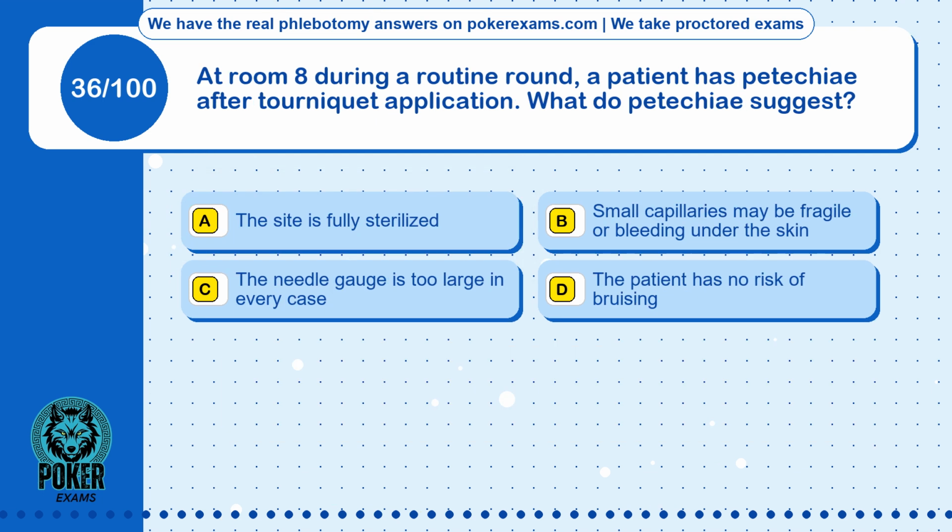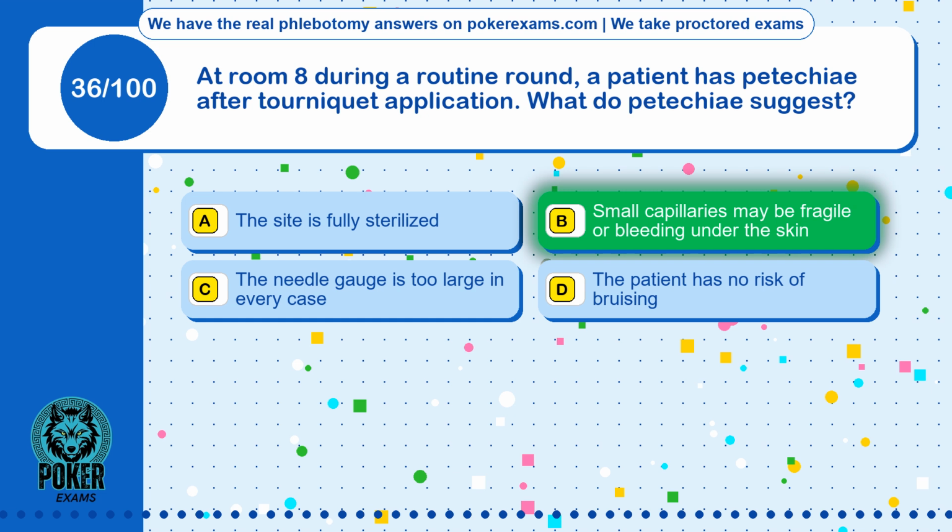Question 36. At room 8 during a routine round, a patient has petechiae after tourniquet application. What do petechiae suggest? Option A. The site is fully sterilized. Option B. Small capillaries may be fragile or bleeding under the skin. Option C. The needle gauge is too large in every case. Option D. The patient has no risk of bruising.